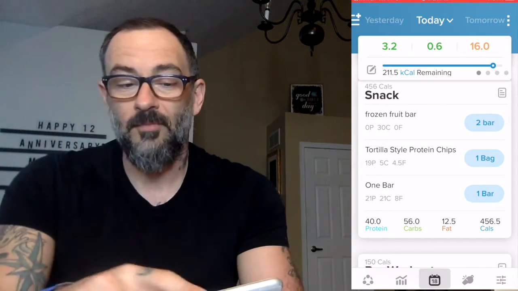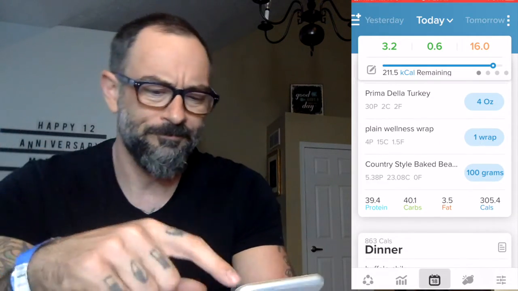And so what this did is it left me some room for a couple of snacks. I'm doing 2 frozen fruit bars, some protein chips, and a 1 bar. Now, the reason I mentioned earlier that the carbs became a little bit of an issue, that was something we're going to have to monitor. Well, as I built this plan out, sure enough, as I started to get through to about the dinner portion, the carbs had started to become a problem. I had used a lot of these, as you can see here. The baked beans had a lot of carbs.